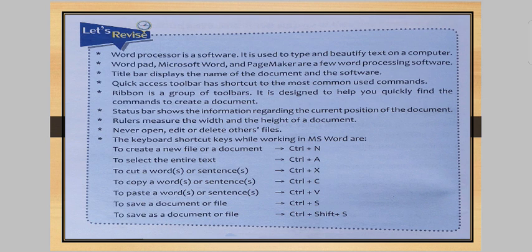Now take a quick look at the shortcut keys of the keyboard. To create a new file or document, press Ctrl plus N. To select the entire text of any document, we use Ctrl plus A. To cut a word or sentence, we use Ctrl plus X. To copy a word or sentence, we use Ctrl plus C. To paste a word or sentence, we use Ctrl plus V. To save a document or file, we use Ctrl plus S. And to save as, Ctrl plus Shift plus S. All of you have to learn these shortcut keys.